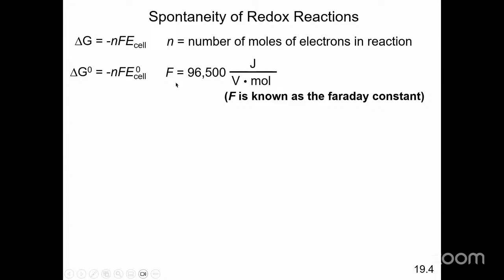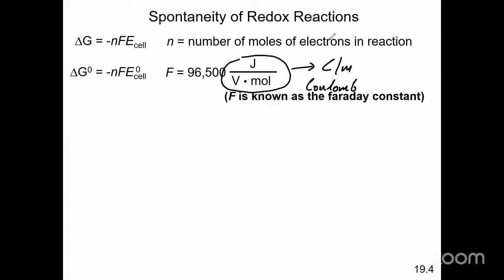And the value of the Faraday constant is 96,500 joules per volt per mole. Another way of expressing this combination of units is coulombs per mole. And coulombs is the metric unit of charge. So this combination of units right here is the same thing as coulombs per mole. And coulomb is spelled C-O-U-L-O-M-B. Coulomb is a measurement of charge on the electron.